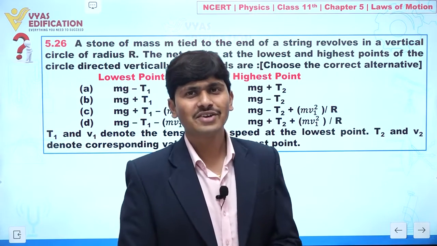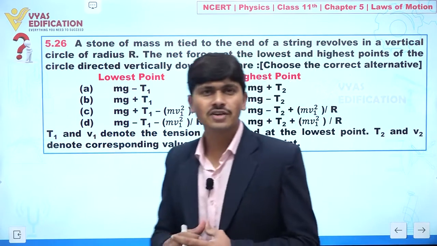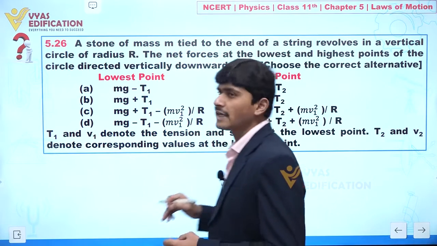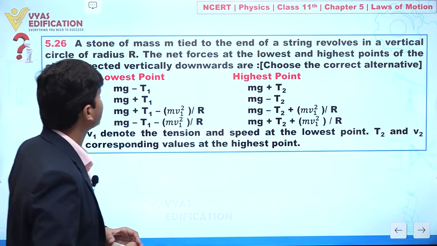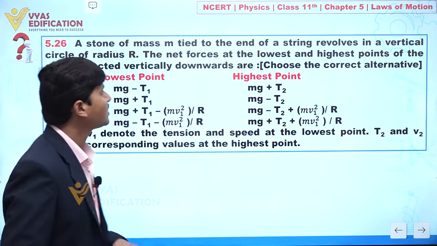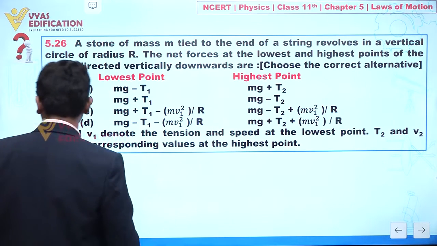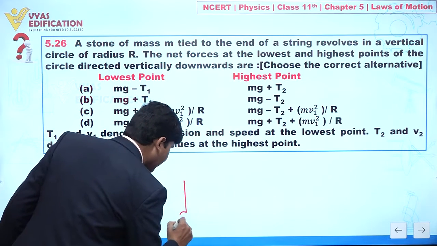Now dear student, we are going to discuss question number 5.26. In this question it is given that a stone of mass m, tied to the end of a string, revolves in a vertical circle of radius capital R. We have to find the net force at the lowest and highest point of the circle. Now listen carefully. Let's suppose I am taking this as an example.